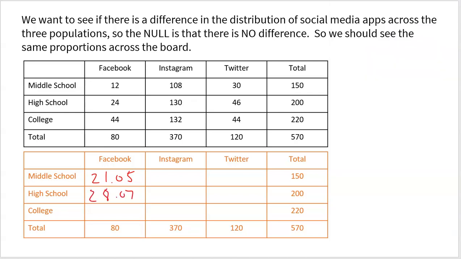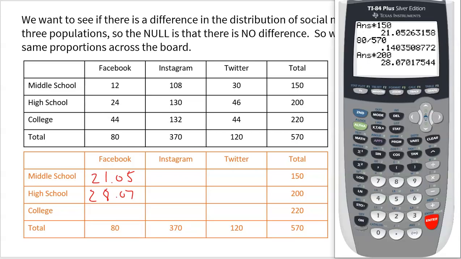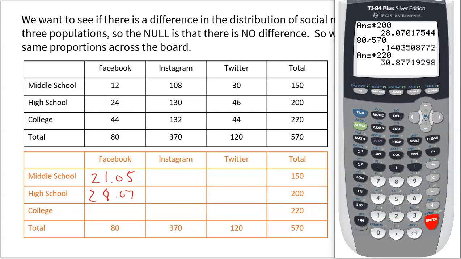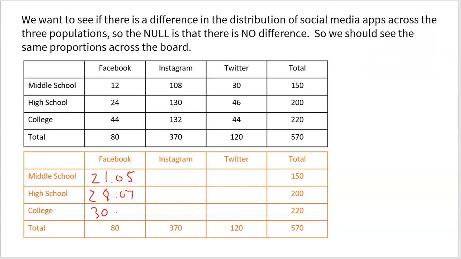And then I'm going to repeat it for college students. And again, 80 divided by 570, that's my 14%, times the 220 college students, about 30.88, if you round that to 2 decimals. So again, now what we're doing is we're comparing the observed values to the expected values. So we see high schoolers were pretty close, but middle schoolers we observed way less. College students we observed way more. So again, is this going to lead us to evidence that they are not the same across the different populations?